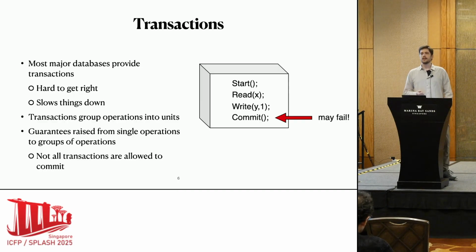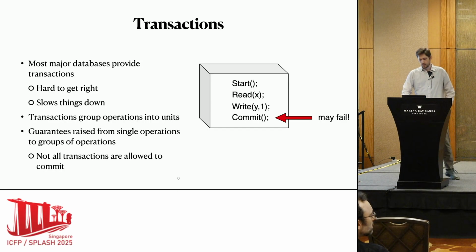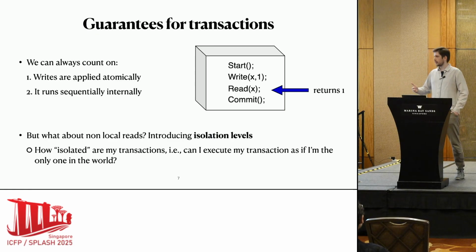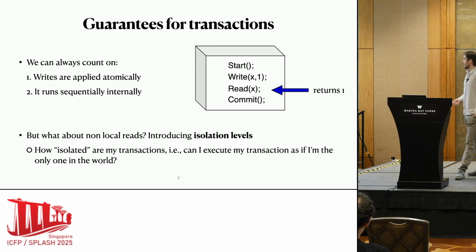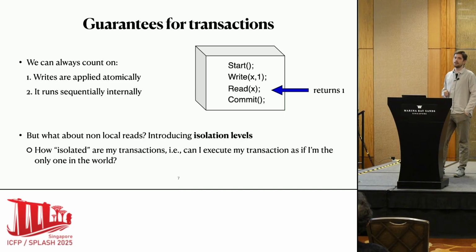Now, what are some of the reasons why sometimes we have to fail these transactions? That's because we are about to violate these guarantees. And there are some things we can always count on when using transactions. There are 2 baseline guarantees. The first is that writes are applied atomically. So either no writes are applied, or all the writes of the transaction are applied.